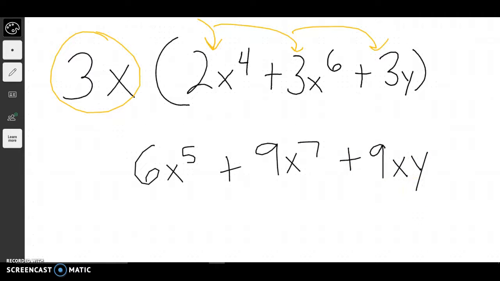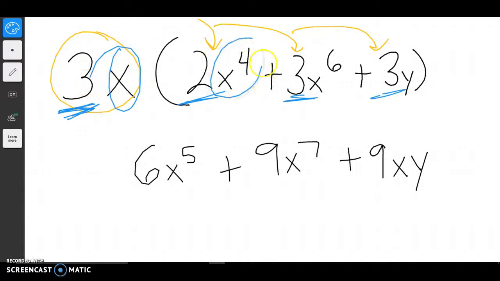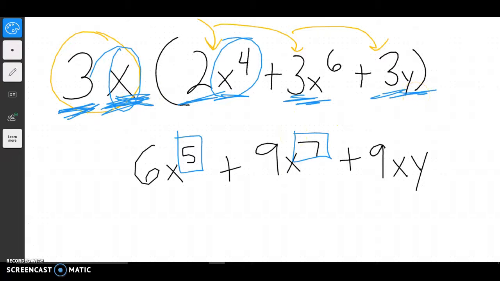How I knew that was going to happen was, again, you want to multiply the numbers together. So 3 and 2, and 3 and 3, and then 3 and 3. And then we add the exponents together. Well, there's 1x here, there's 4x here. That's going to give me 5x's. 1x here, 6x's here. It's going to give me 7x's. 1x here, 1y here. X and y can't combine together, so we just leave it as x times y. So that's how distribution among polynomials works. Let's check another type of thing.